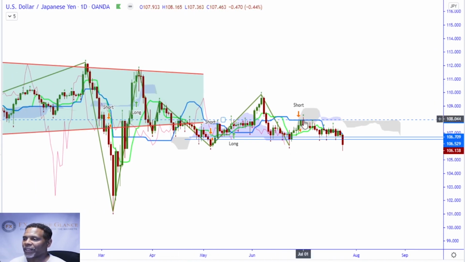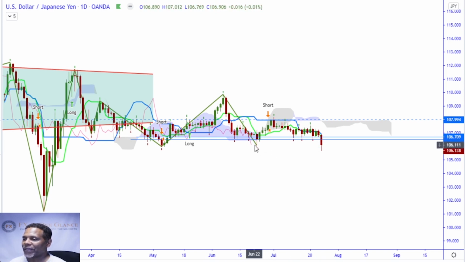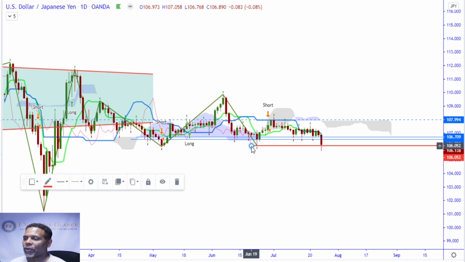You almost put in a head and shoulders here with this being the neckline and a close below this level. I was looking at this today. We didn't really close below this point right here, which is big to me because it kind of held as a support level. But I want to see the market get through this level.